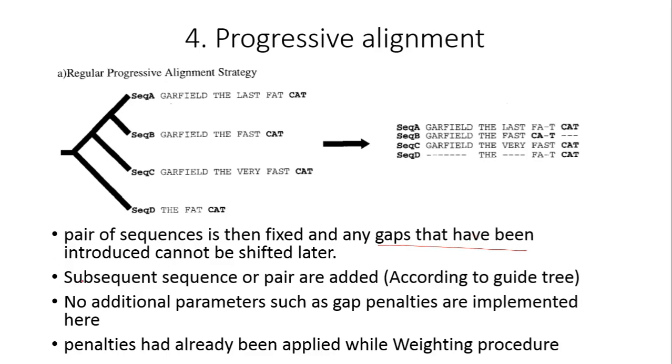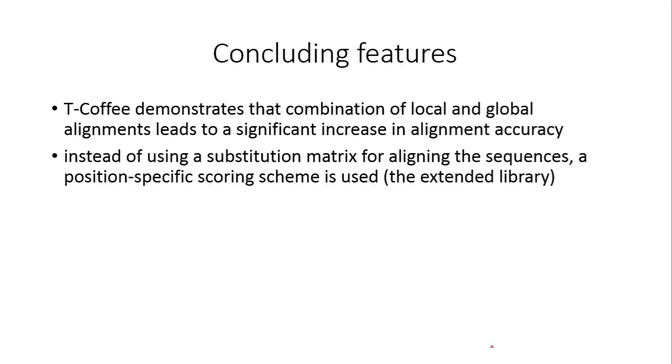Since you are using a progressive strategy now, you can subsequently add the remaining sequences according to the guide tree. The important fact to be remembered here is that you don't use any additional parameters such as gap penalties. You don't use any gap penalties here. Why? Because you have already considered that factor when you were applying the weighting procedure. So there is no need to give a separate gap penalty.